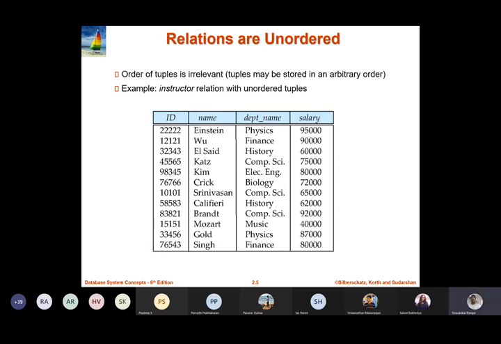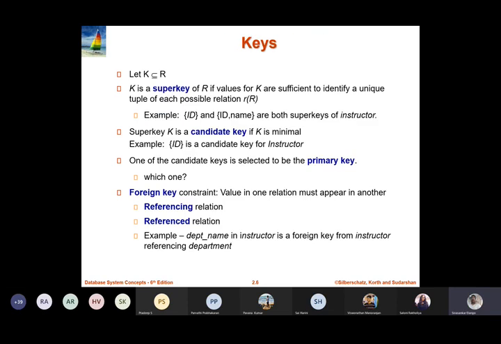right? So relations are unordered. In a relation, the order of tuples is irrelevant, right? Tuples may be stored in arbitrary order. So here the tuples are not ordered, not ordered based on ID, or on the department or the salary details, right?